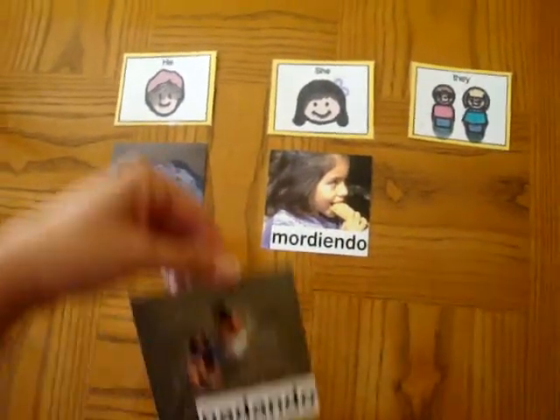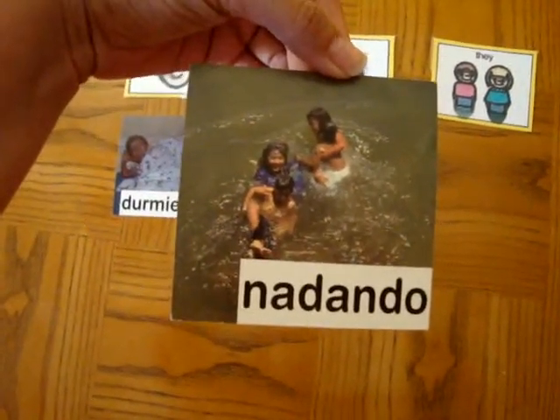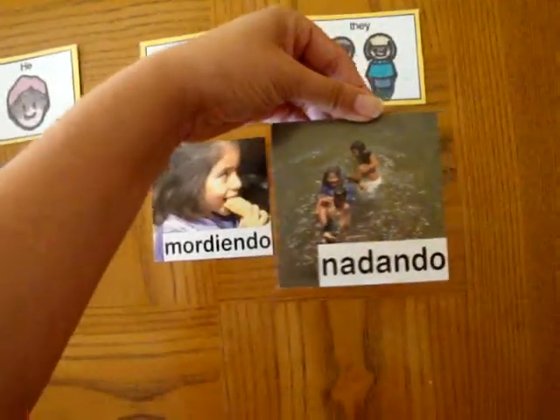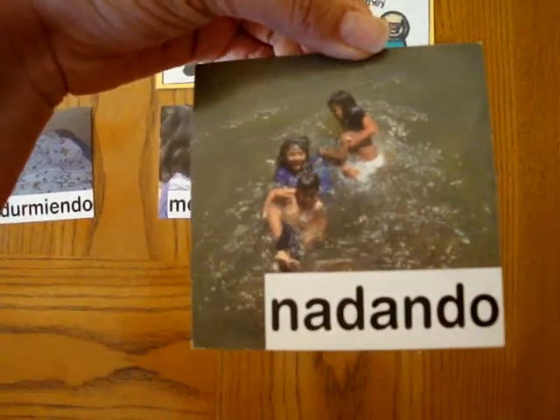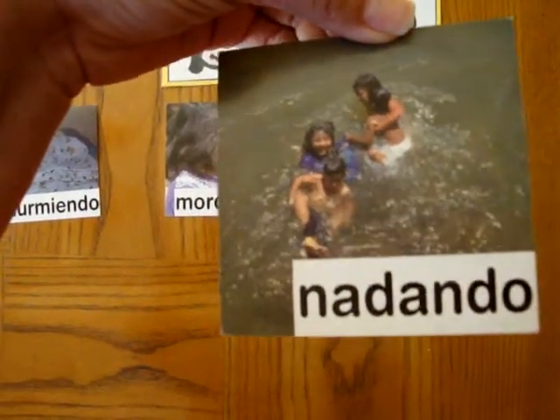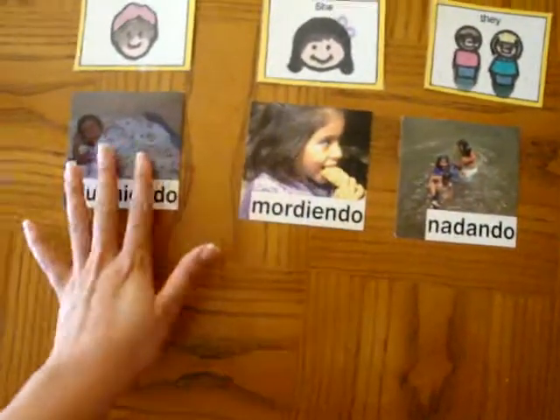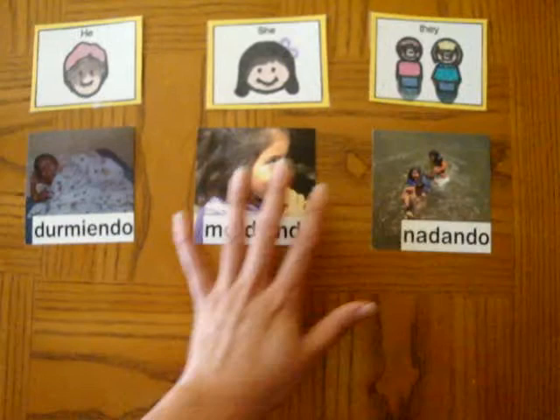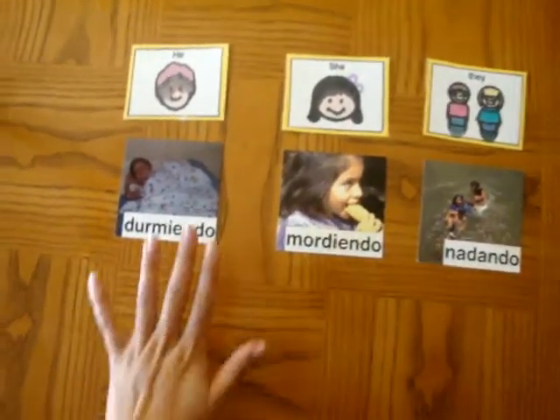Next, I would say, what does this fall into? He, she, or they? Look at it closely. Then they would say they, because there's more than one person in the picture. After completing this for at least 2 times, I would move on to asking them what each picture or what activity is going on in each picture.